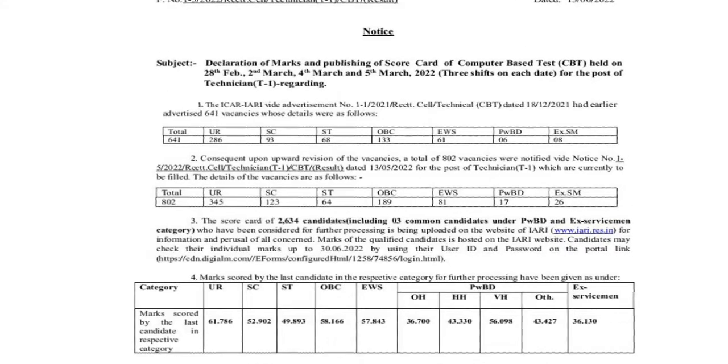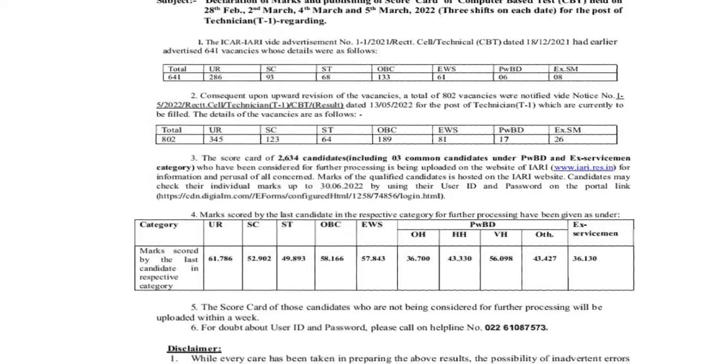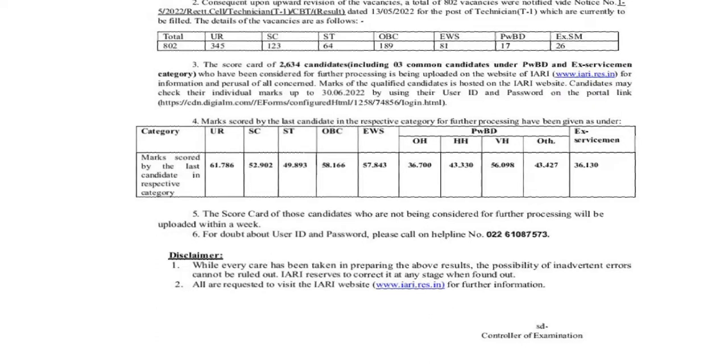Here, previously ICAR advertised 641 vacancies. Now vacancies are increased. It is 802. For UR 345, for SC 123, ST 64, OBC 189, EWS 81, PWBD 17, ex-servicemen 26. Marks scored by the last candidate in respective category.